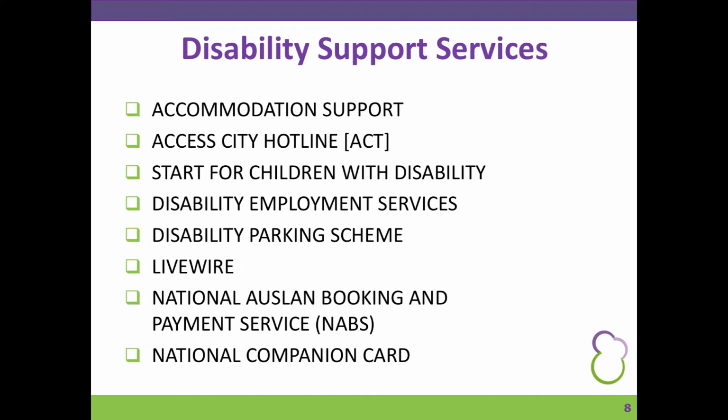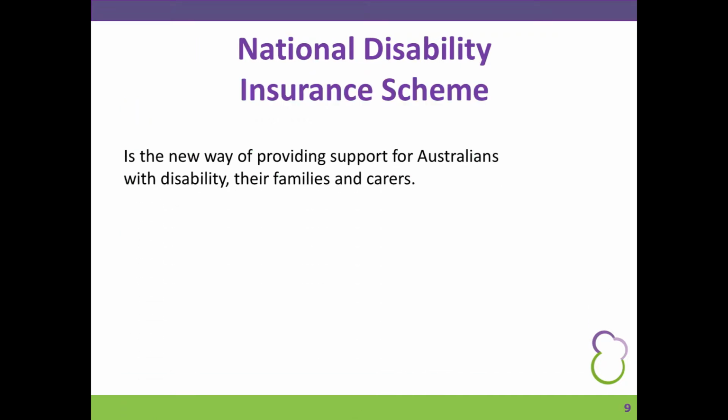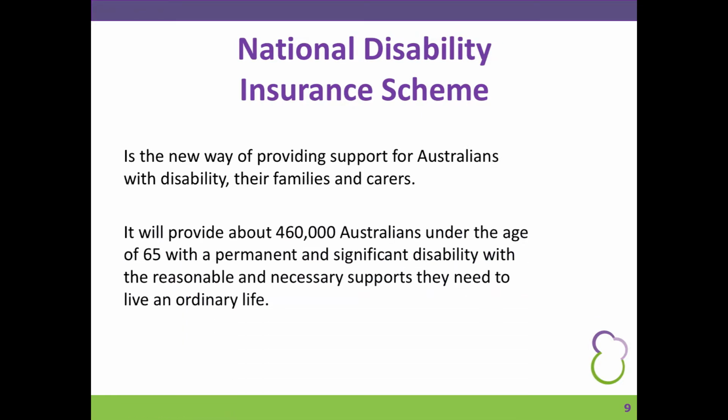I'm sure by now a lot of you will have heard a lot about the National Disability Insurance Scheme, also known as the NDIS. The NDIS is the new way of providing support for Australians with disabilities and also providing support for their families and their carers. It will provide support for approximately 460,000 Australians who are under the age of 65 that have a permanent and significant disability. As this is an insurance scheme, the NDIS takes a lifetime approach in investing in people that have a disability early on to improve their outcomes later in life.